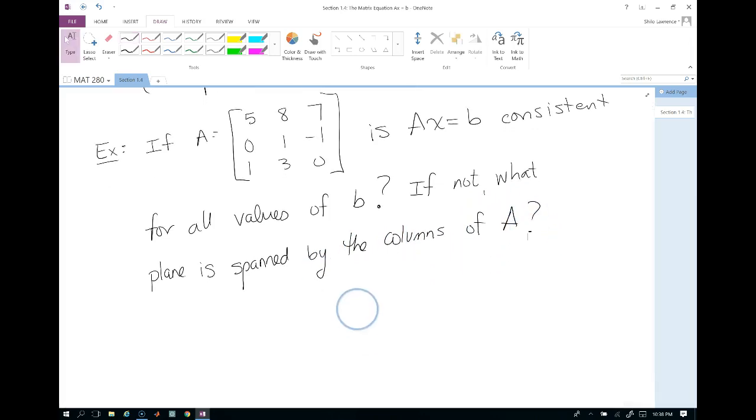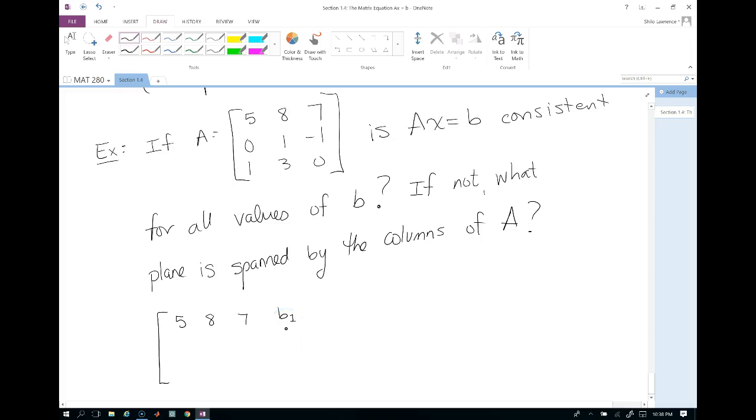So I'm going to get you started with this, and then I want you to pause and try to finish the rest of it. So we've got our A. We can leave off the X. We're just going to write this as an augmented matrix. So we're going to have 5, 8, 7, and we don't know the B values.